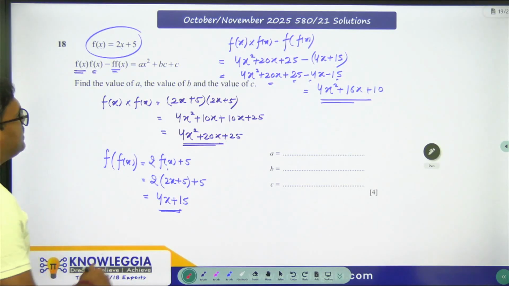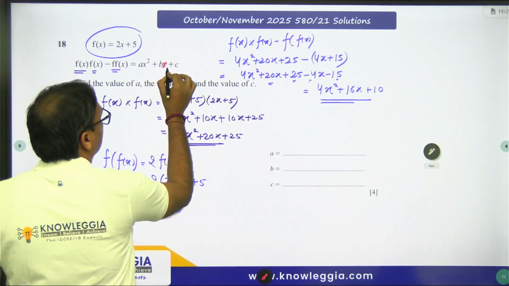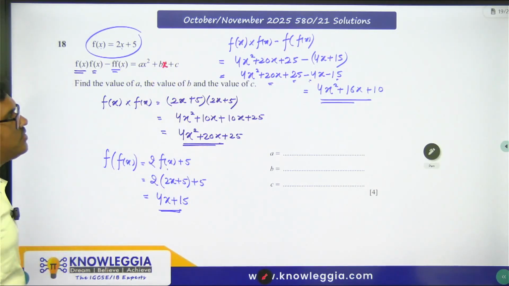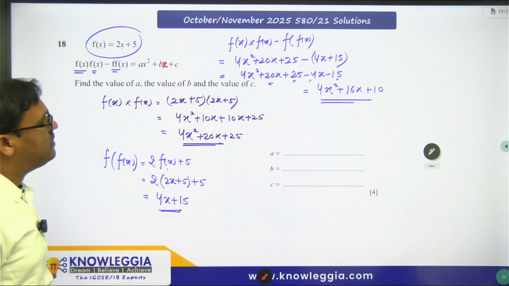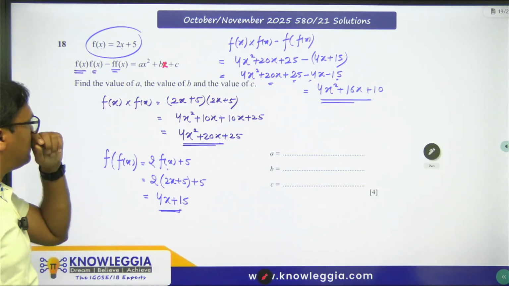There is a misprint here. It should be x only. This cannot be c. This should be x. This is the correction here. Let's correct this question. This is 16.